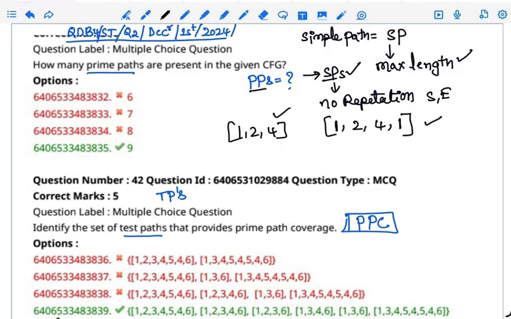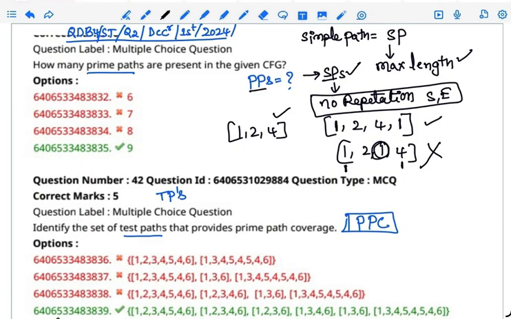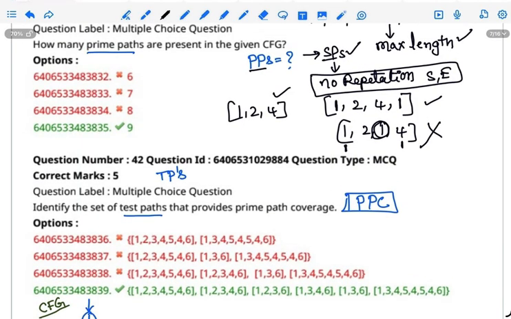Repetition of the nodes is not allowed. 1, 2, 1, 4 is not a simple path, because 1 is repeated at an intermediate node, not at the end node. Simple path means no repetition except the starting node and the ending node. No repetition of nodes or vertices is allowed in a path.